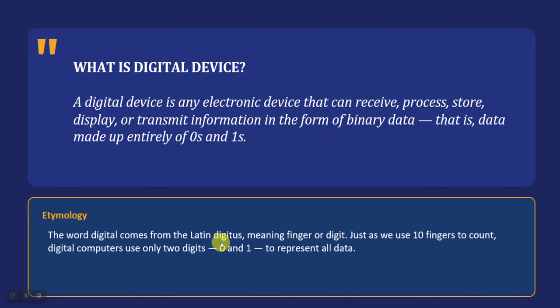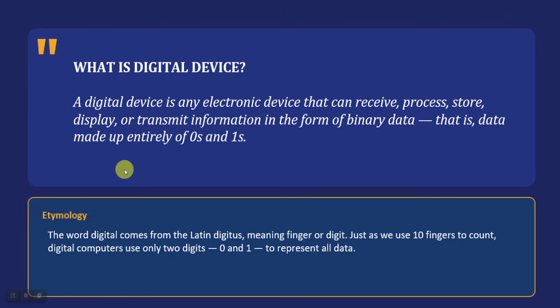So now let's put that into a proper definition. Now everyone, repeat after me in your minds. A digital device is any electronic device that can receive, process, store, display, or transmit information in the form of binary data. That is, data made up entirely of zeros and ones.